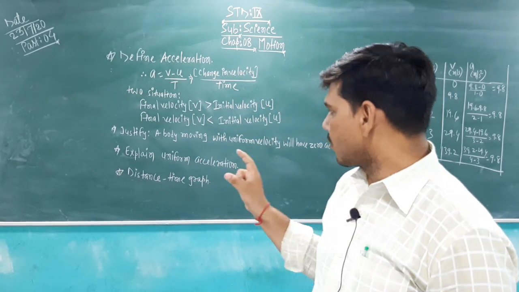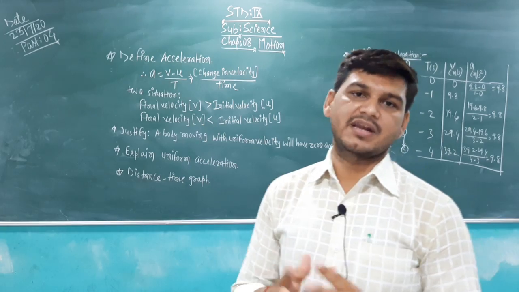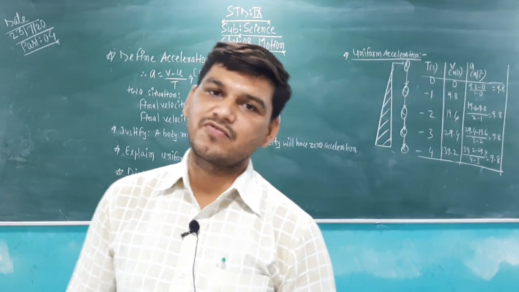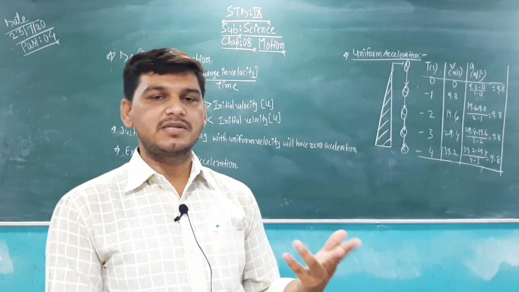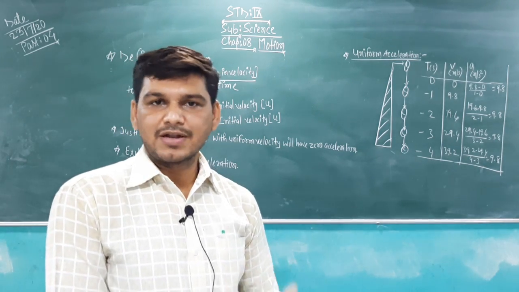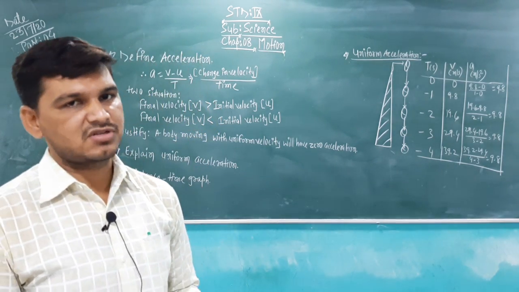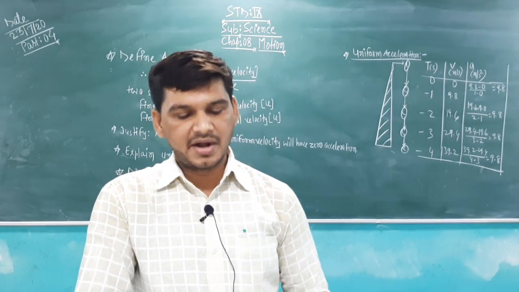Clear? कि अगर बॉडी अगर यूनिफॉर्म वेलोसिटी से मूव कर रहा है, it is continuously moving with the uniform velocity, it having no changes in the velocity, it means acceleration will be zero. अगर वेलोसिटी में कोई चेंजेस नहीं हो रहा, it means the acceleration will be zero of a given body.